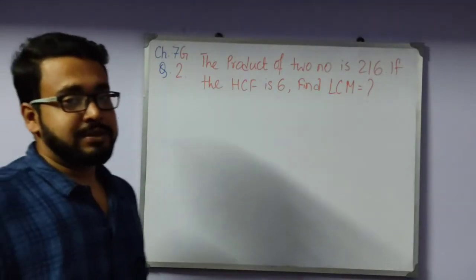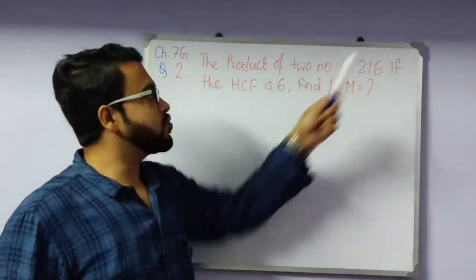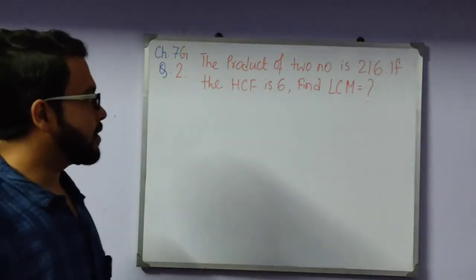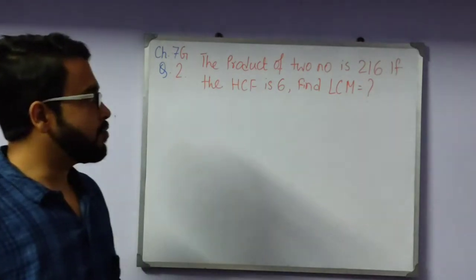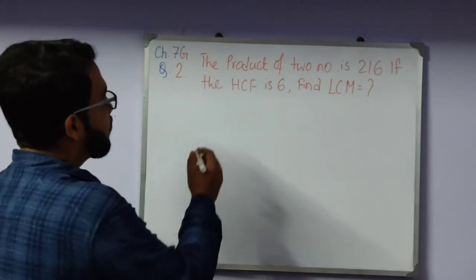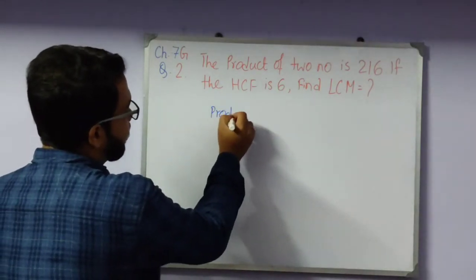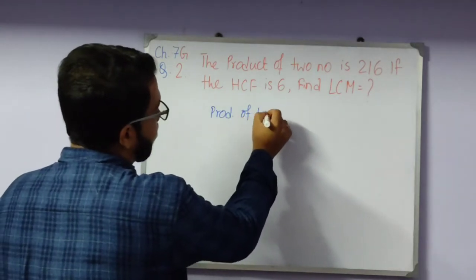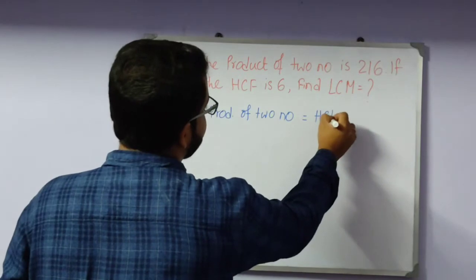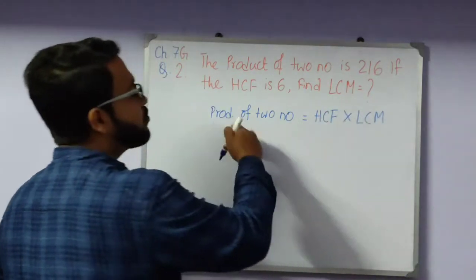The last one from this chapter, 7G, question number 2. The product of two numbers is 216. If the HCF is 6, find the LCM. Here we have to memorize one formula, that product of two numbers is equal to HCF into LCM of these two given numbers.